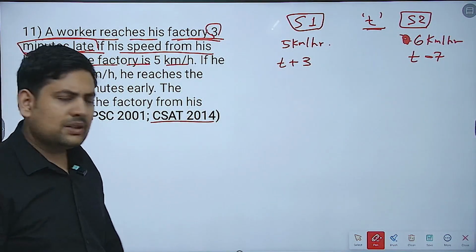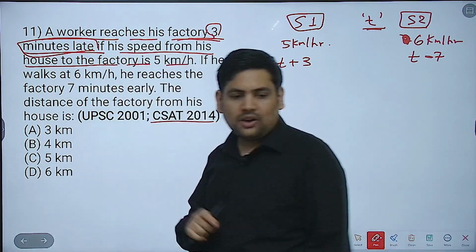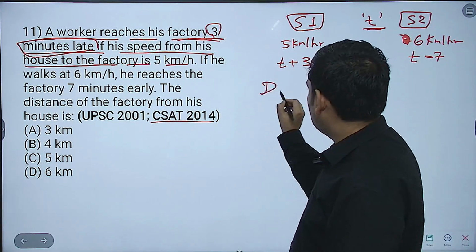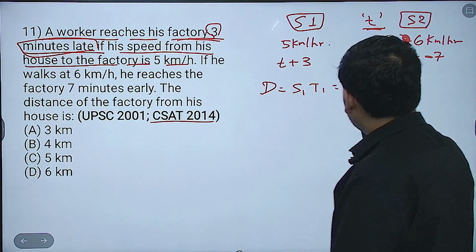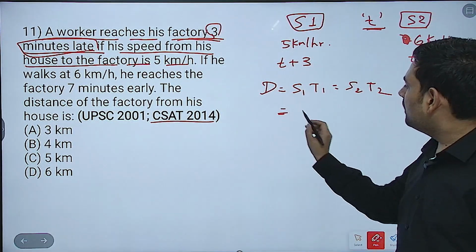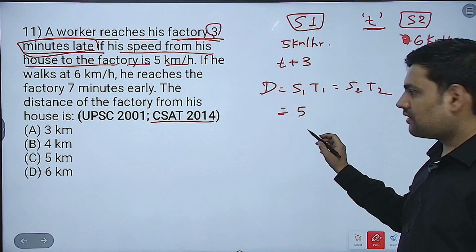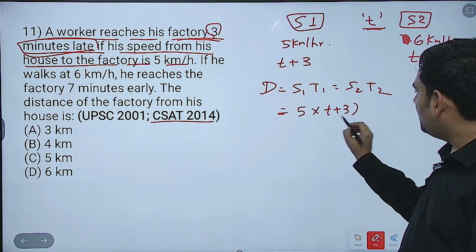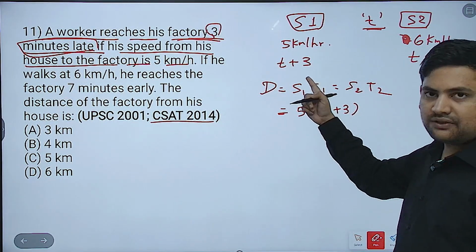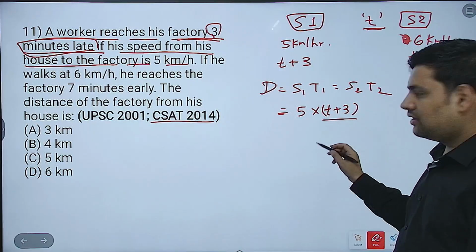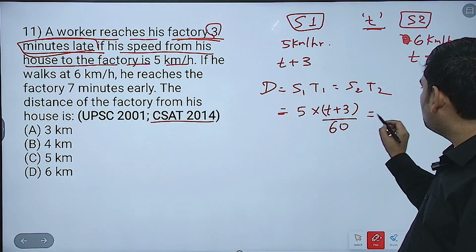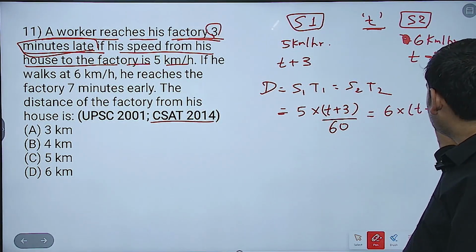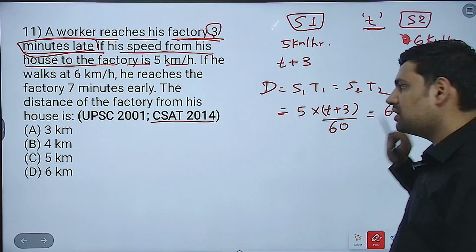Now simple. Again, from his house to his factory the distance is constant, it won't change every day. So distance equals speed 1 times time 1 equals speed 2 times time 2. Speed 1 is 5 kilometer per hour, into time is t plus 3, but this is in minutes, so we must convert it into hours. So divided by 60. This is equal to speed 2, which is 6 kilometer per hour, into t minus 7 divided by 60, again to convert it into hours.